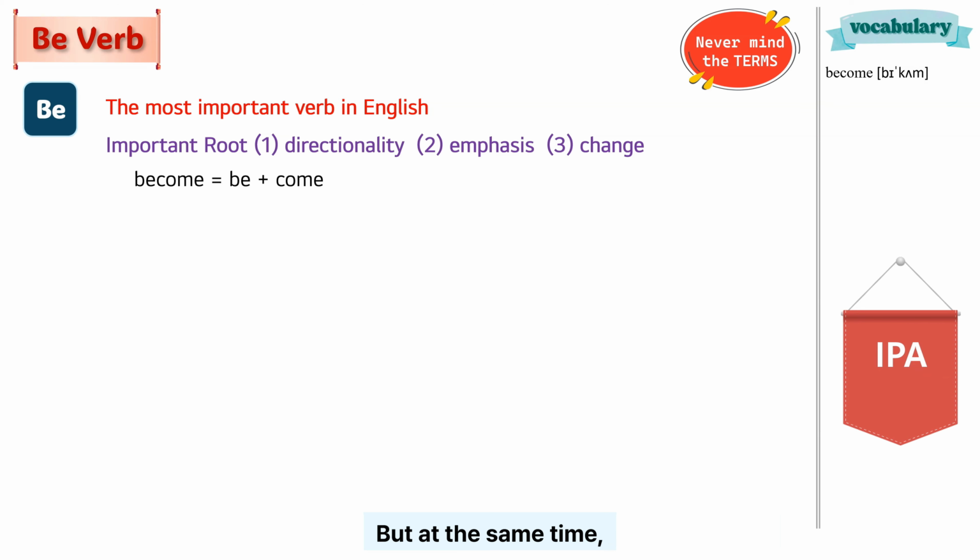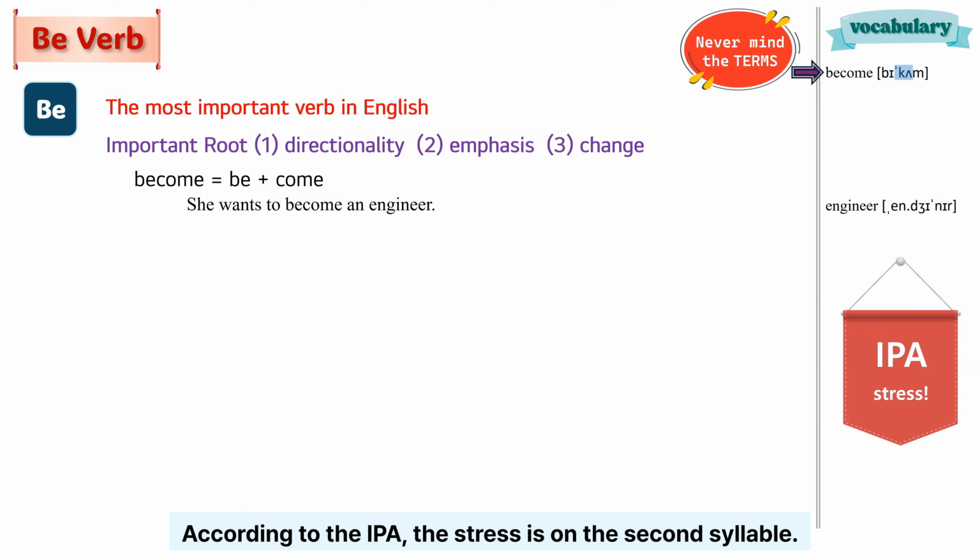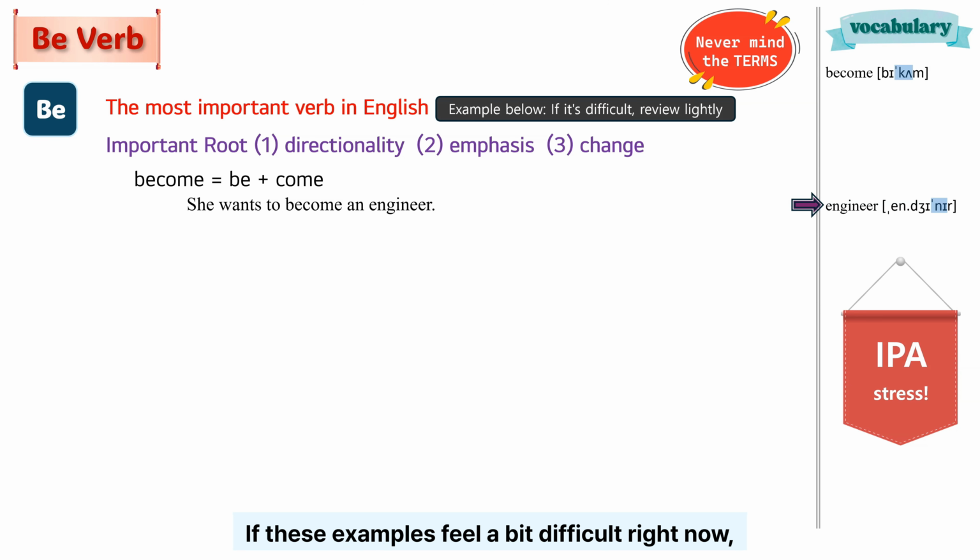But at the same time, you also need to know the pronunciation and the stress. According to the IPA, the stress is on the second syllable. Even the word engineer has its stress on the last part. Now, we're going to look at some example sentences. If these examples feel a bit difficult right now, you can just review this part lightly.